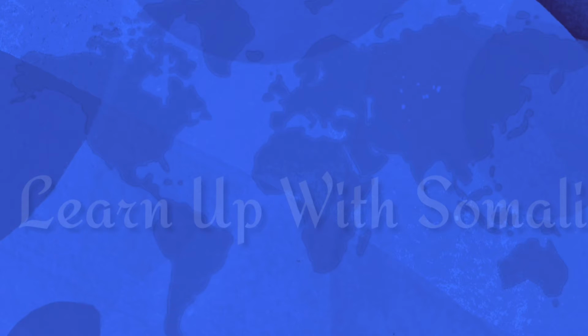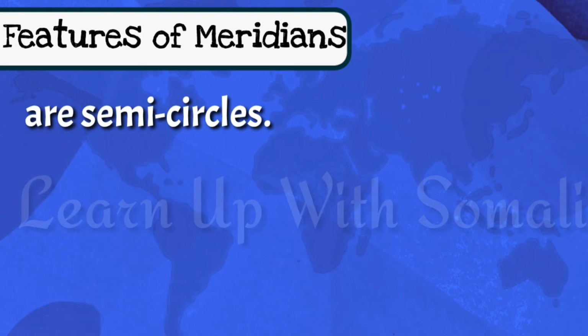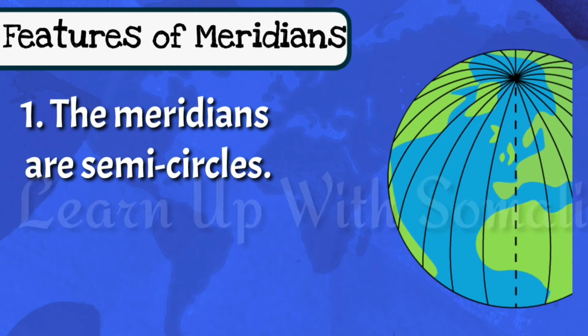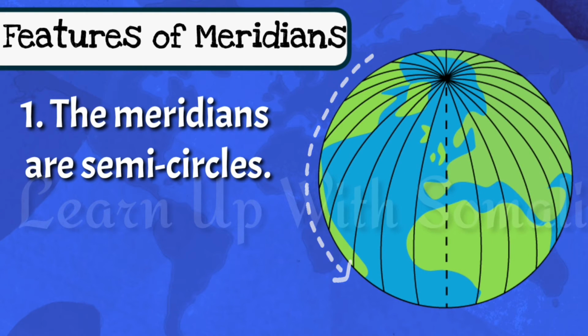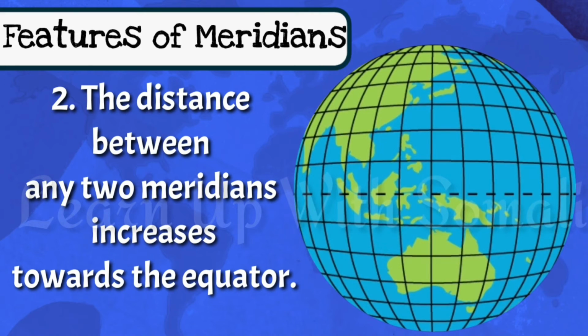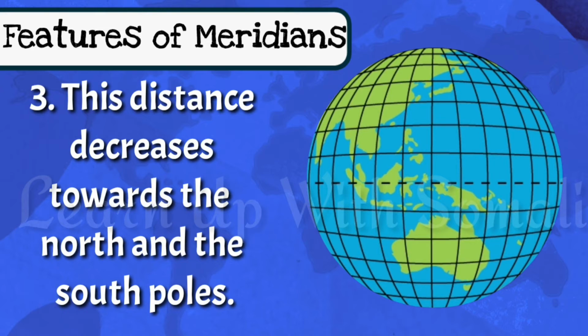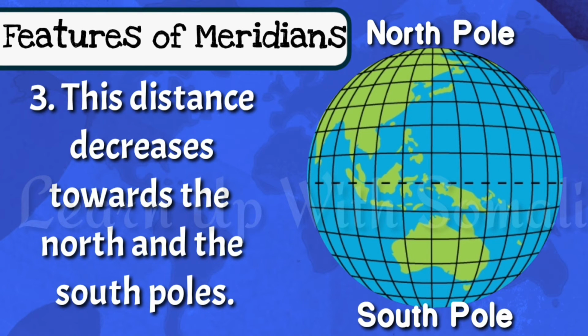Now let us understand the features of meridians. Number 1. The meridians are semicircles. Number 2. The distance between any two meridians increases towards the equator. Number 3. This distance decreases towards the north and the south poles.